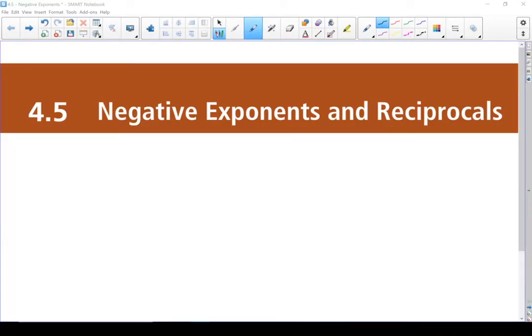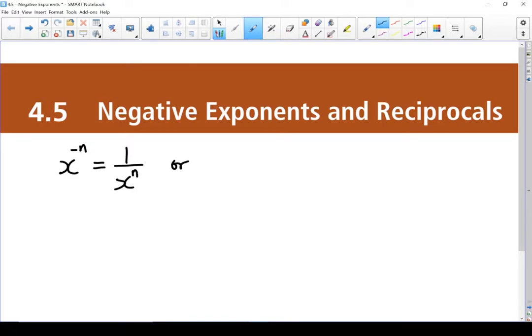4.5, negative exponents and reciprocals. Let me write down a rule in math speak that describes what we're going to be doing here, and then I'll explain it in a little more plain English after that. So the basic rule is, if you have something to a negative power, so x to the power of negative n, I can rewrite that as 1 over x to the n. If I take the reciprocal, that exponent becomes positive.